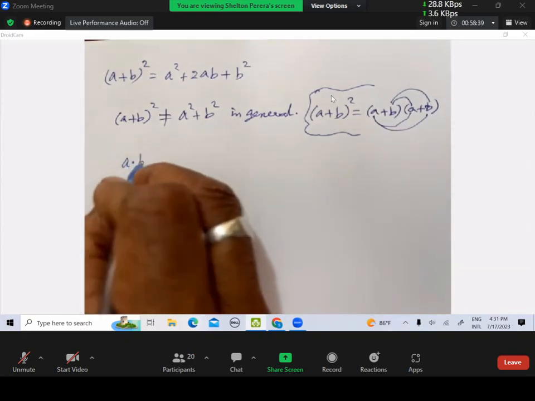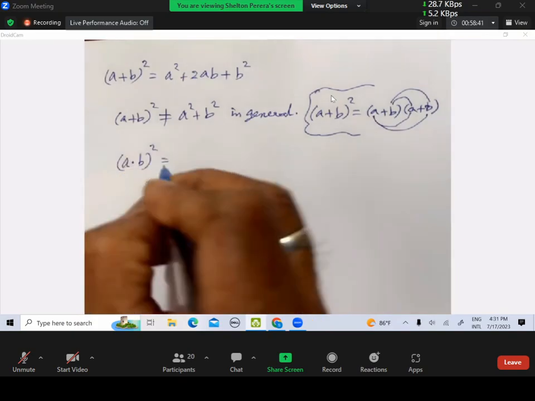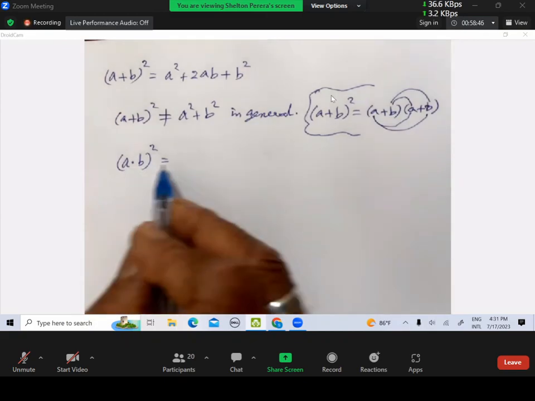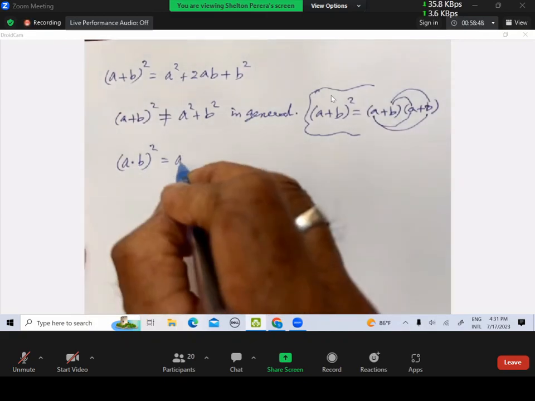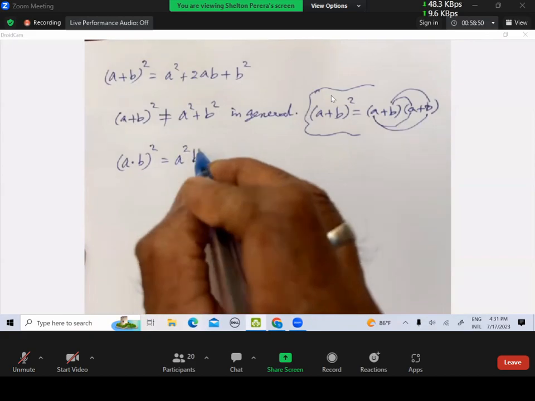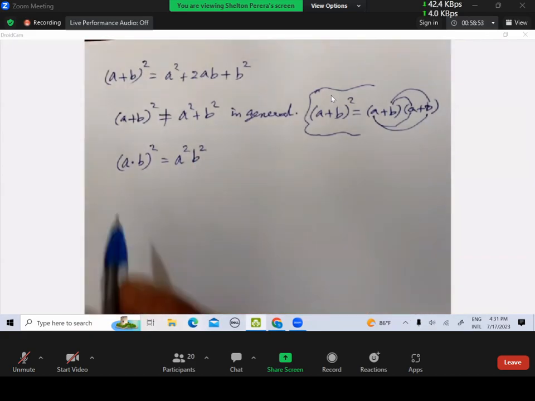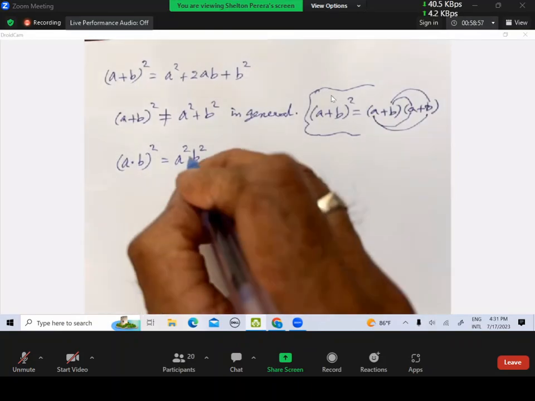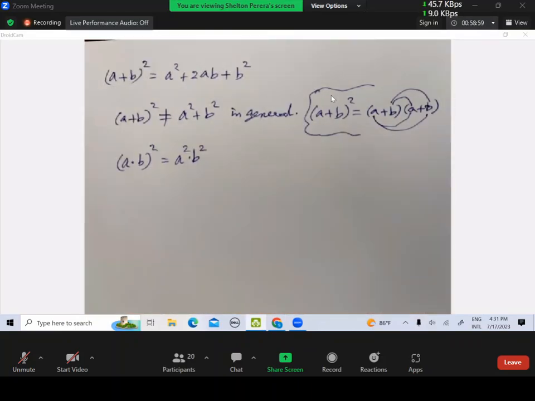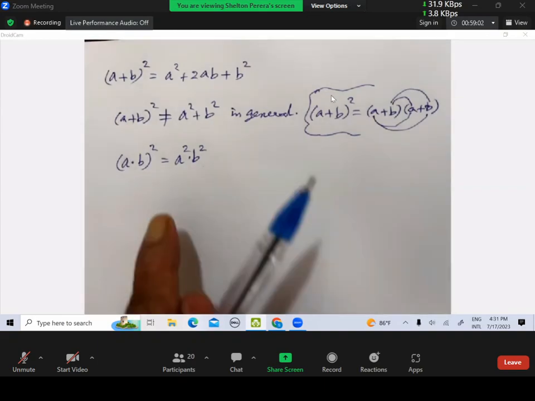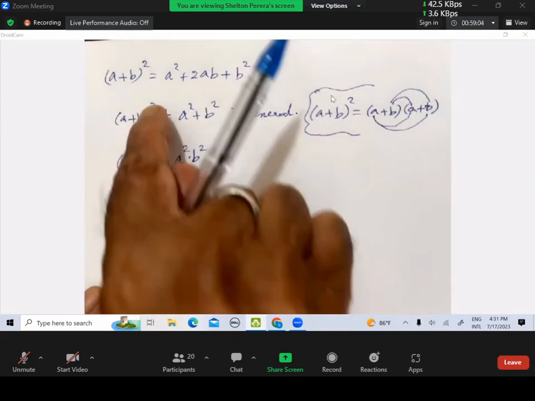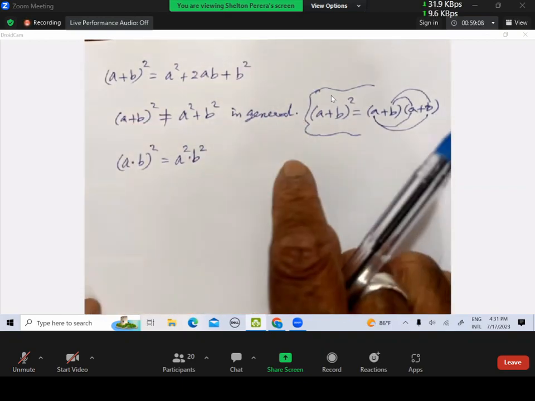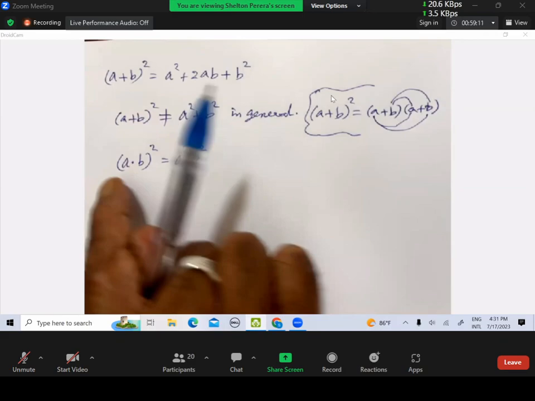What is ab squared? ab squared is a times b times a times b. So a gets multiplied twice, b gets multiplied twice. So you can put a squared, b squared. No? But that is for multiplication, not for addition. Sometimes students write this equals a squared plus b squared. No such formula. But for product, it is true.